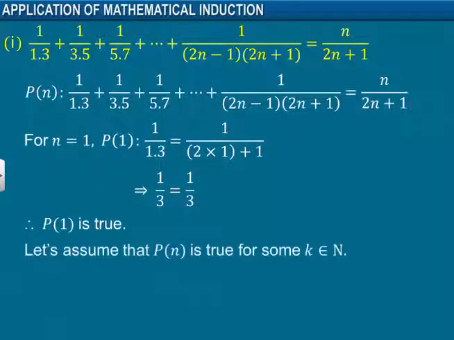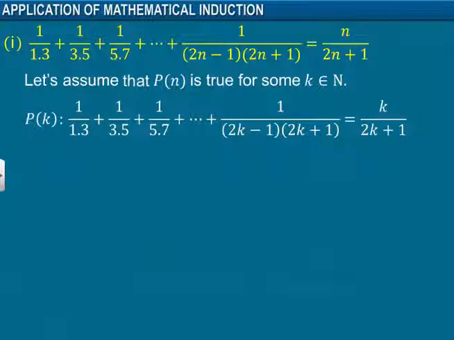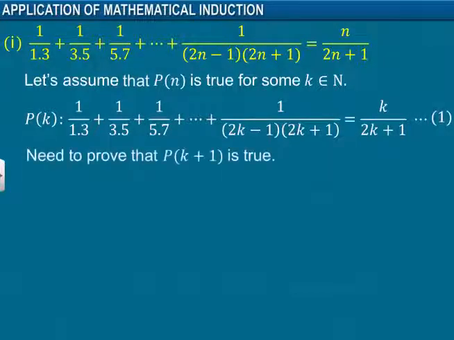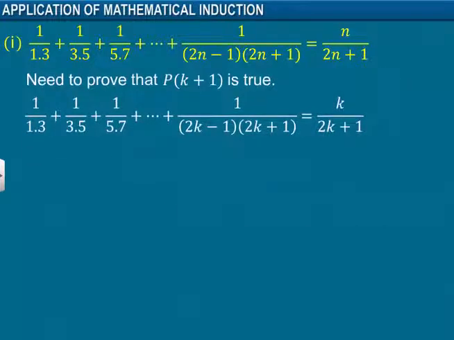Let's assume that P(n) is true for some natural number k. On replacing n equal to k, we get this statement. Let this be equation 1. Now, we have to prove P(k + 1) is also true. Let's add the next term of the series to both sides of the statement.